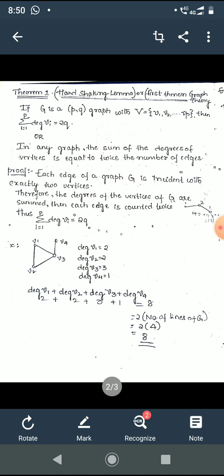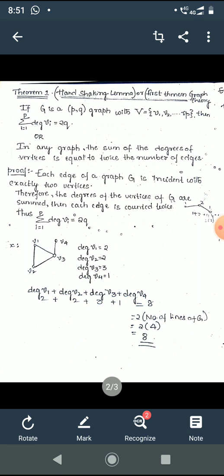Students, observe here, in a graph G that is a (p,q) graph. A (p,q) graph means that p is the number of vertices present in graph G and q is the number of edges present in graph G. V contains V1, V2 up to Vp, which means V is the set of all vertices containing p vertices. So the sum of the degrees of the vertices is equal to twice the number of edges.